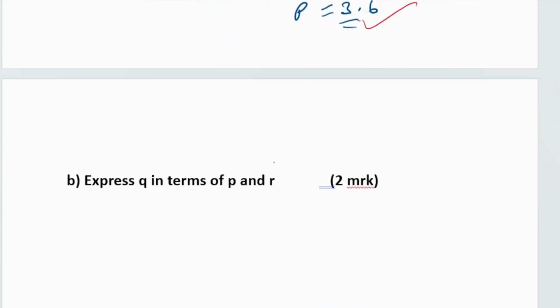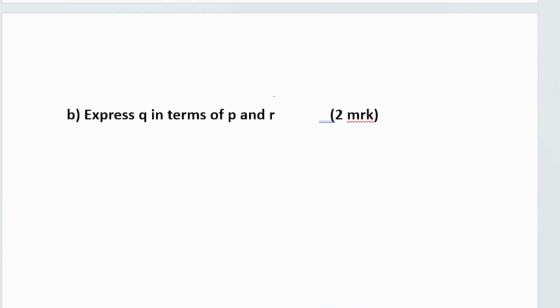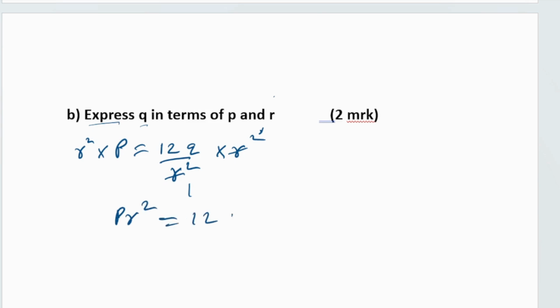Now let's move to the next one. Number B, express q in terms of p and r. Remember we have said that p is equal to 12q over r squared. Now we are making q the subject of the formula because we have been told express q in terms of p and r. And therefore, we shall multiply this side by r squared and this side by r squared. And this one will cancel out and we are left with p r squared is equal to 12q.